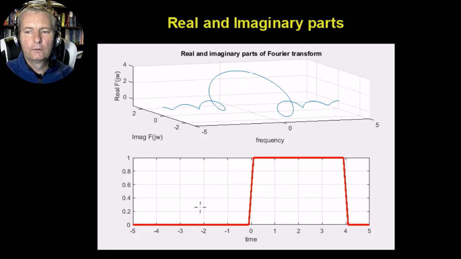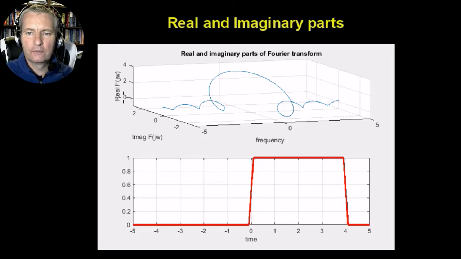So finally, we're left with the Fourier transform. This is the original function here, which is height 1, and it's got the length 4. And this is the Fourier transform of the function. Now you can see it's in 3 dimensions. I'll show you in Matlab in just a minute, and it makes it a bit easier to work out how we can get the real and imaginary parts.